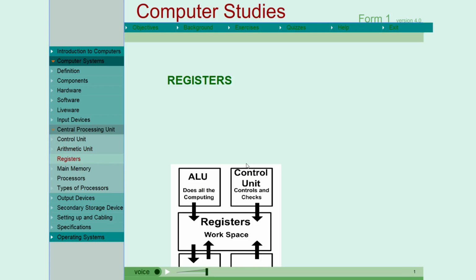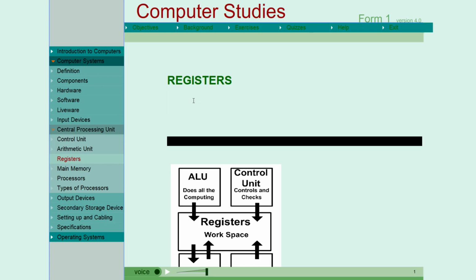Registers are special high-speed storage areas within the CPU. All data must be represented in a register before it can be processed. For example, if two numbers are to be multiplied, both numbers must be in the register, and the result is also placed in a register.